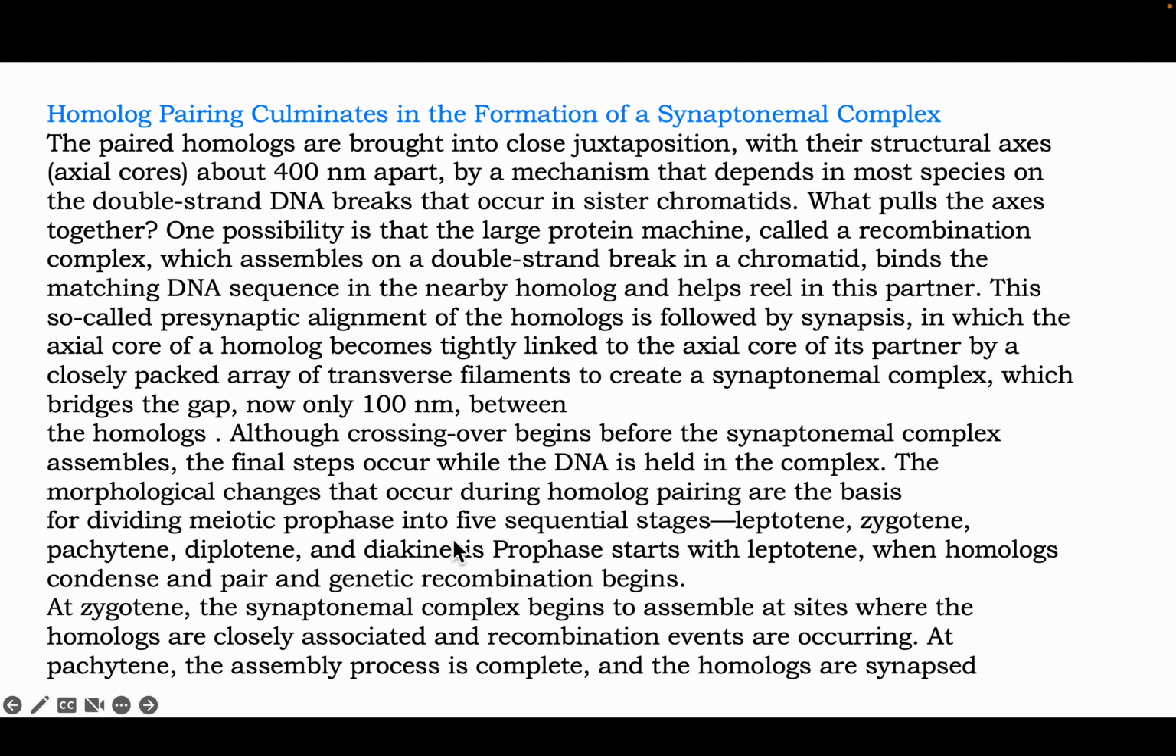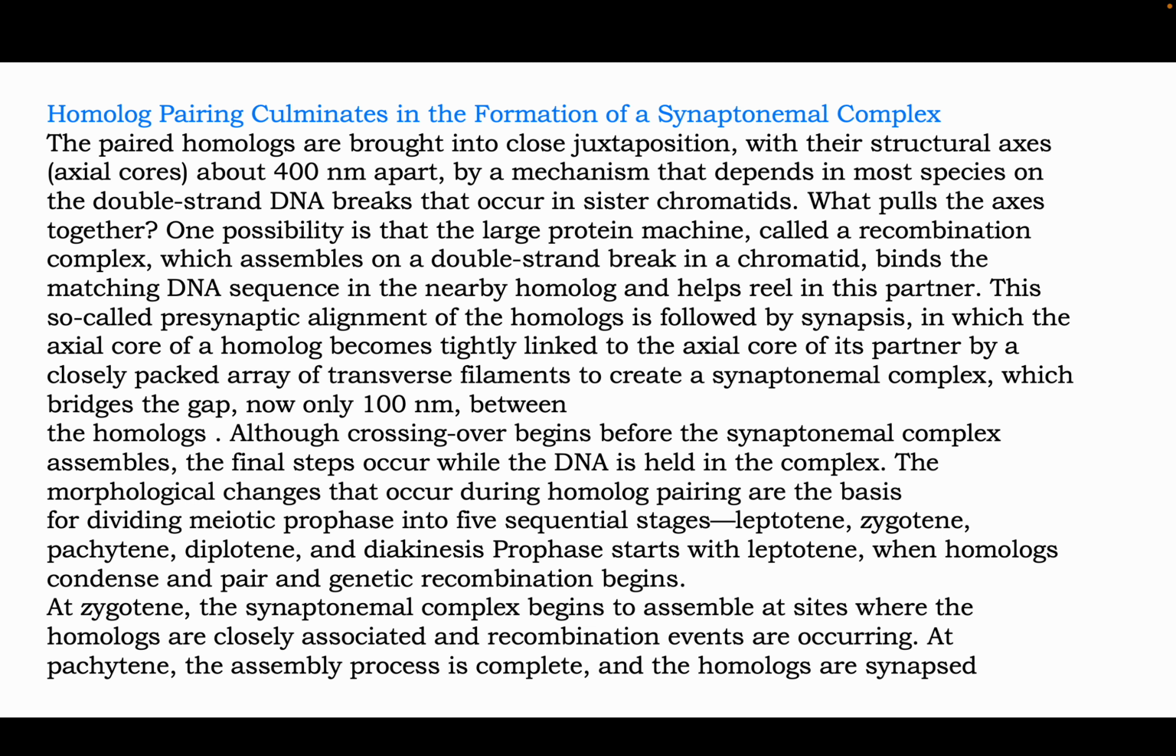Also, as we have already covered, I have just written it down to make you understand; whenever you go through the slide, you will be able to easily understand. So what happens when this homologous pairing happens? There is a protein complex which helps in this pairing. This is called the synaptonemal complex. The paired homologues are brought into very close juxtaposition, with the structural axes or axial cores about 400 nanometers apart, by a mechanism that depends in most species on the double-strand DNA breaks that occur in sister chromatids.